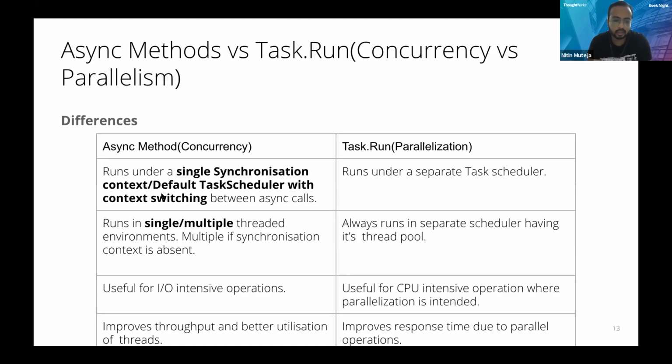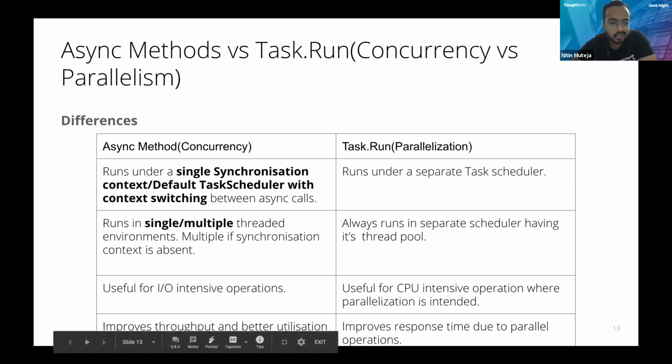Asynchronous methods usually run in a single or a multi-threaded environment. Once your asynchronous operations are blocked, they might run under a separate thread in case there is no synchronization context available. Whereas when you run a task, you create a new task with a separate task scheduler, and your methods run under that separate scheduler.